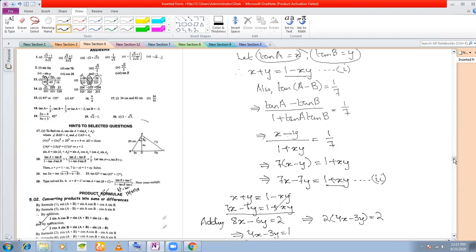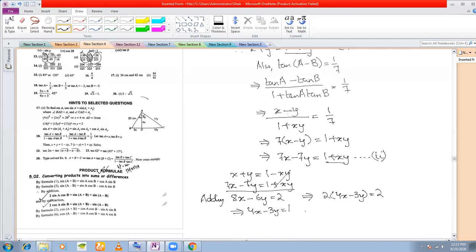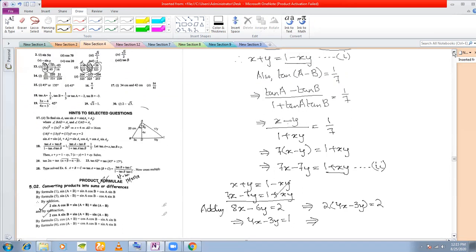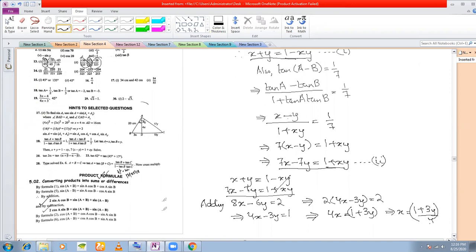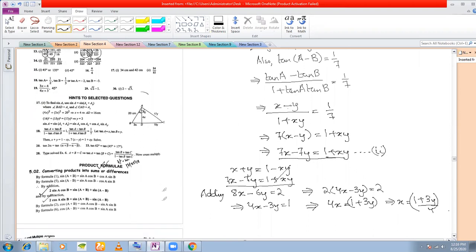So now what I'll do here is, I'll find out x from here and put it in any of the two equations. Either this equation or this equation. So I'll first find out the value of x. x is 1 plus 3y by 4. Let us put it in equation number 1.